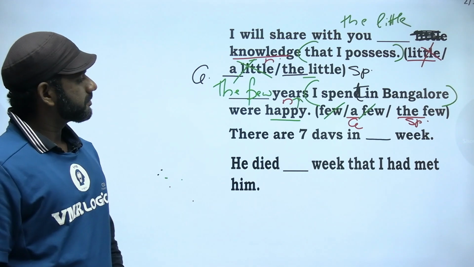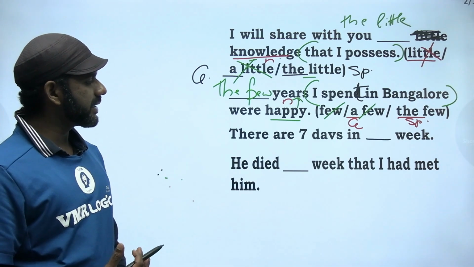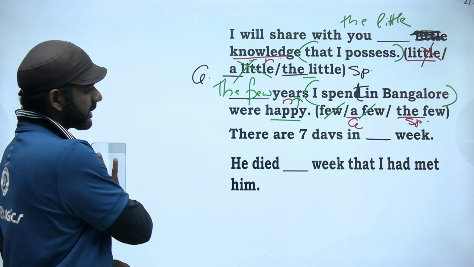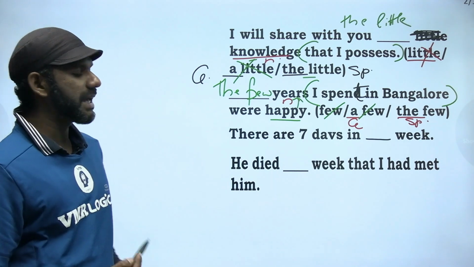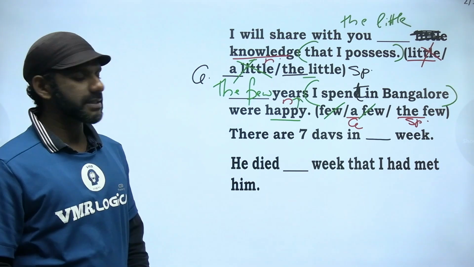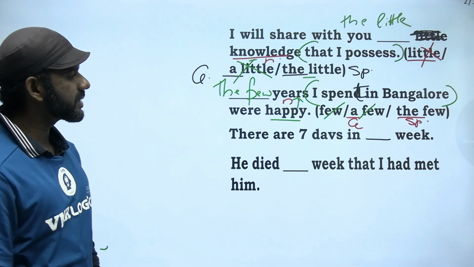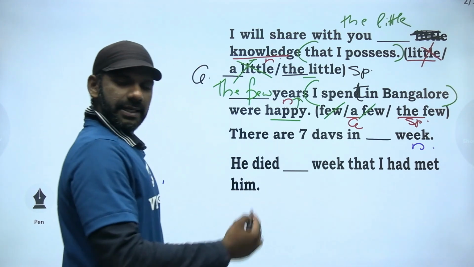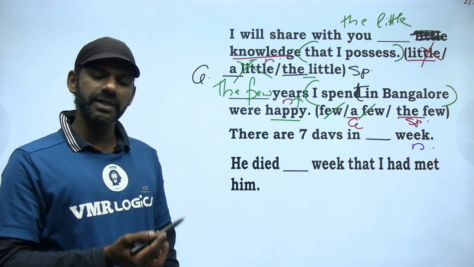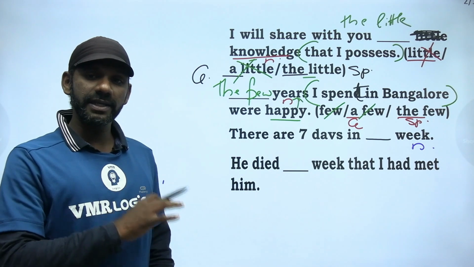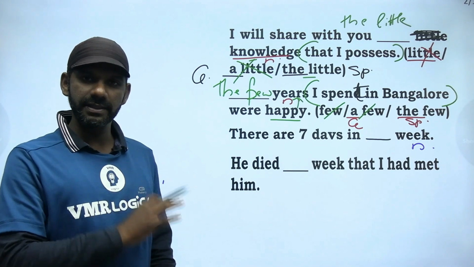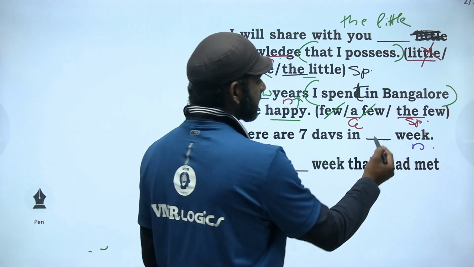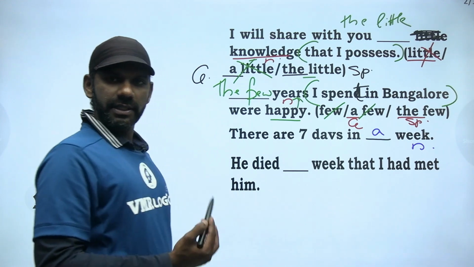Come to next one. There are 7 days in dash week. The next statement. He died dash week that I had met him. Come to the first sentence. There are 7 days in dash week. The word week is a noun. In this sentence, is there any detail given regarding the noun week? No. There is no information given regarding the noun week in this sentence. So, noun week cannot be taken as specific. So, there are 7 days in a week. It must be a week.